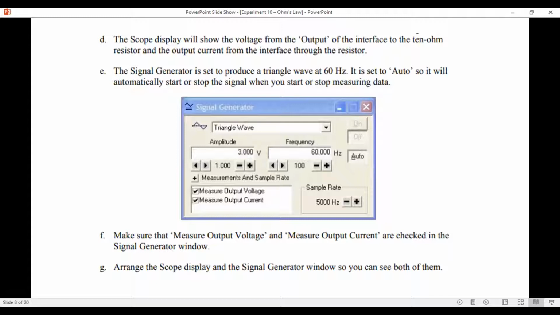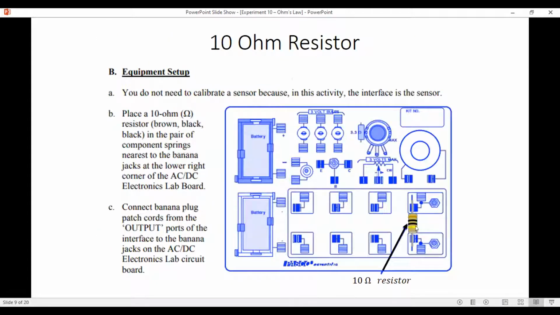Okay, so we're going to connect a 10 ohm resistor, first of all, to the computer interface, which is going to ramp up and down the voltage while measuring the current. And then the computer is going to graph the voltage as a function of current, where again, the slope is going to be equal to the resistance. So this is what it looks like schematically set up. You can see we put one of these resistors in the springs right here.